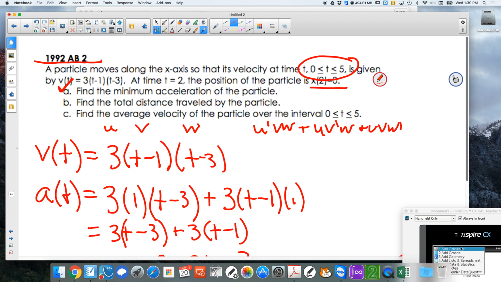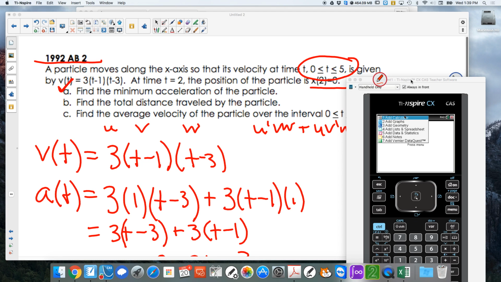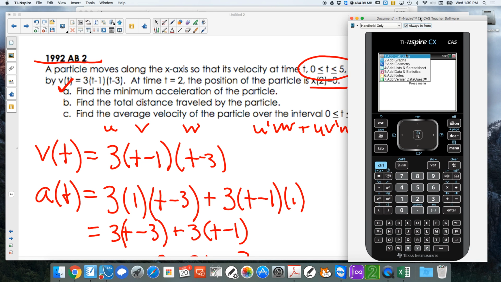How do we find the total distance traveled? Integrate. We need the absolute value to integrate the absolute value. So as a matter of fact, for this one, we're going to go to our calculator, and we're going to go to a graph. And guess what I'm going to enter on the graph?